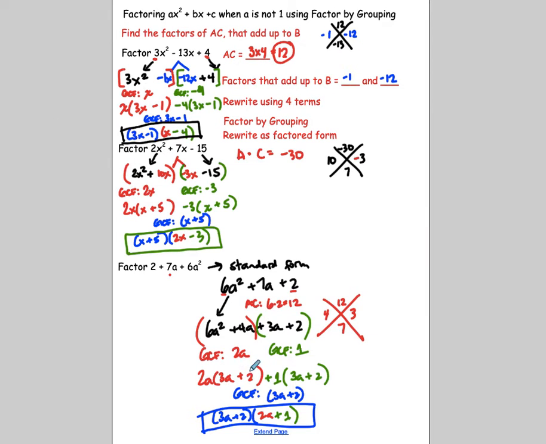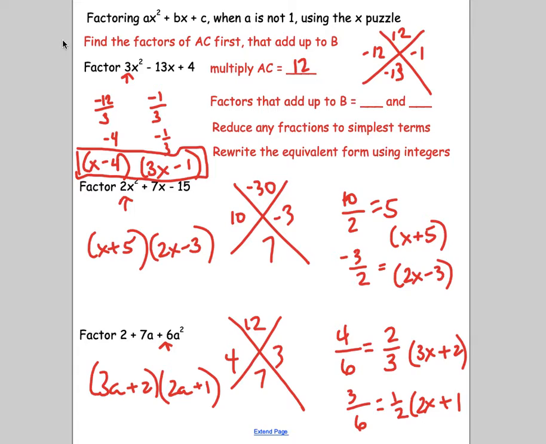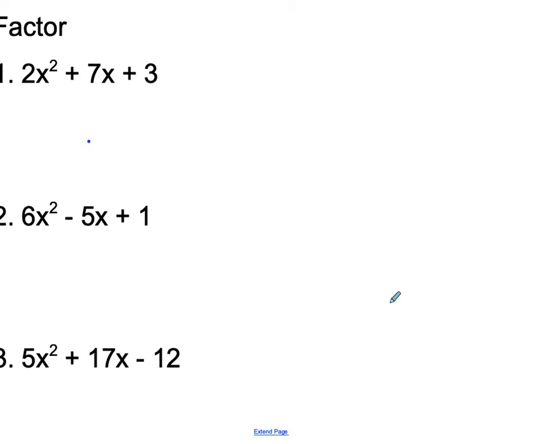Let's double check to see if we got the same answer. 3a plus 2, 2a plus 1. All right, so that is my little shortcut using solely the X puzzle. And why don't you try these and see if you could figure these out. All right, so pause this video and see.